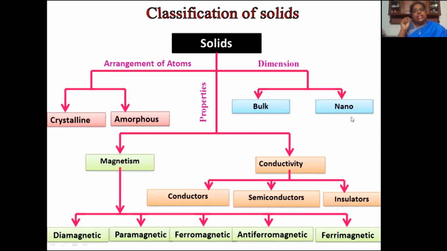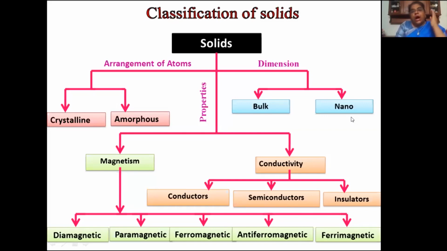If it is less than 100 nanometer, then you can call that chalk piece as nano chalk. There's no nano chalk piece as it is. So I'm just giving you an idea. Otherwise, if it is a more than 100 nanometer particle size, then it is bulk.